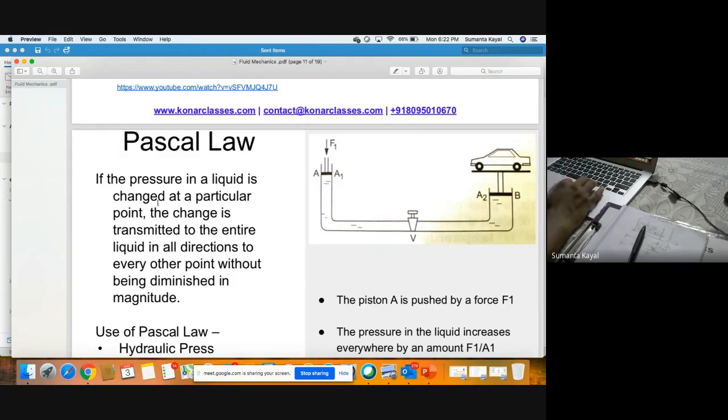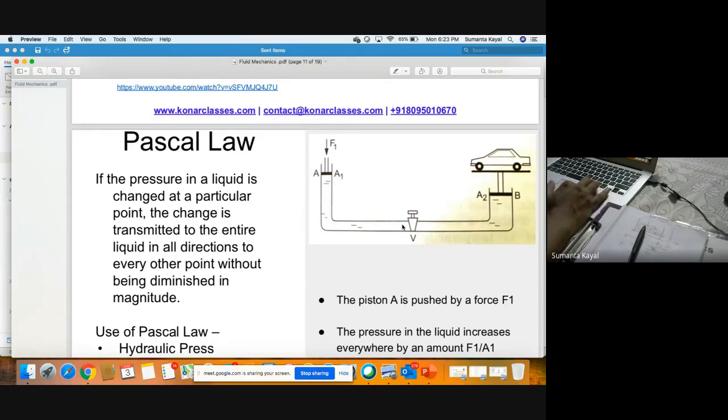Of course, in the exam, you need to write exactly what Pascal has said: if the pressure in a liquid is changed at a particular point, the change is transmitted to the entire liquid in all directions to every other point without being diminished in magnitude. It means if I put a very little pressure, that pressure will be transmitted throughout all the points of the liquid without losing any pressure. That is what Pascal is saying.